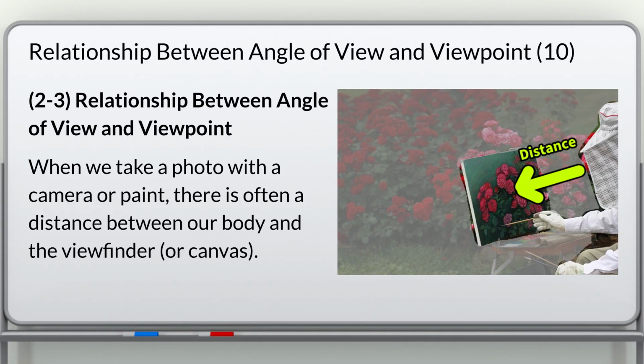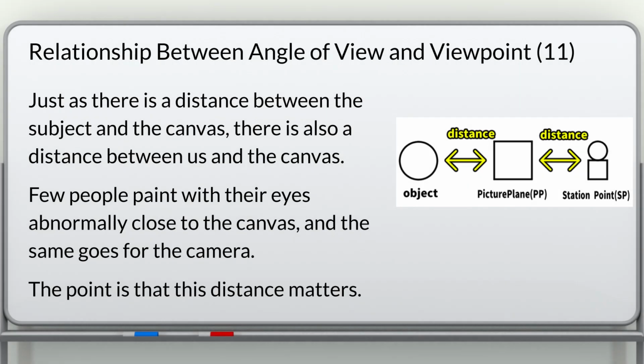I will explain the relationship between angle of view and viewpoint. When we take a photo with a camera or paint, there is often a distance between our body and the viewfinder. Just as there is a distance between the subject and the canvas, there is also a distance between us and the canvas. Few people paint with their eyes abnormally close to the canvas, and the same goes for the camera. The point is that this distance matters.